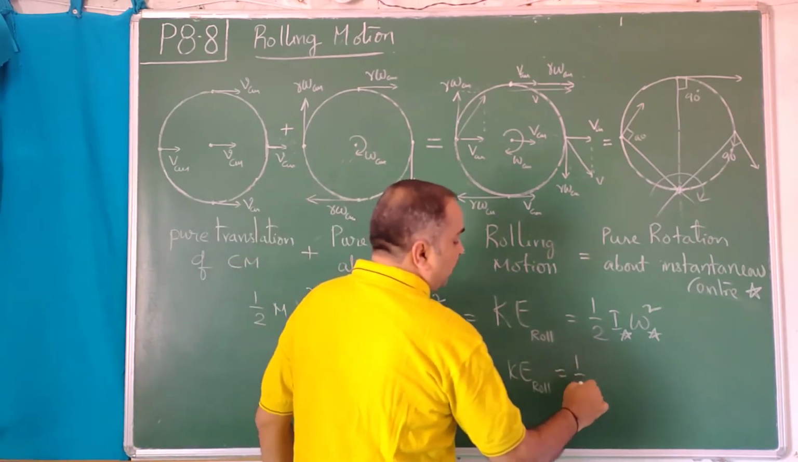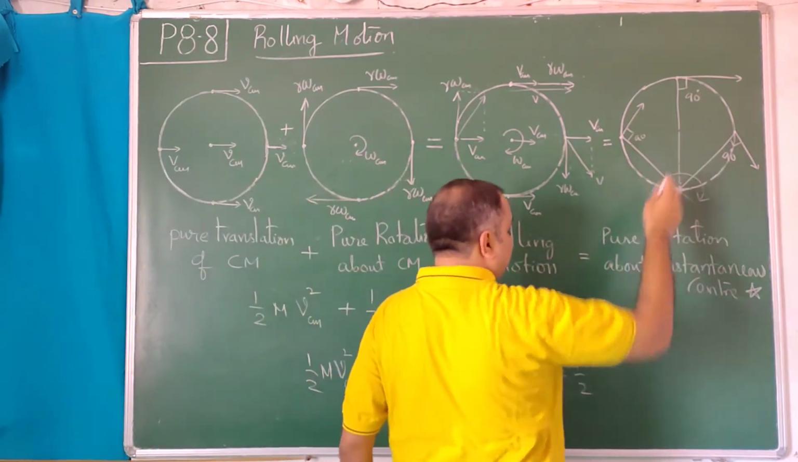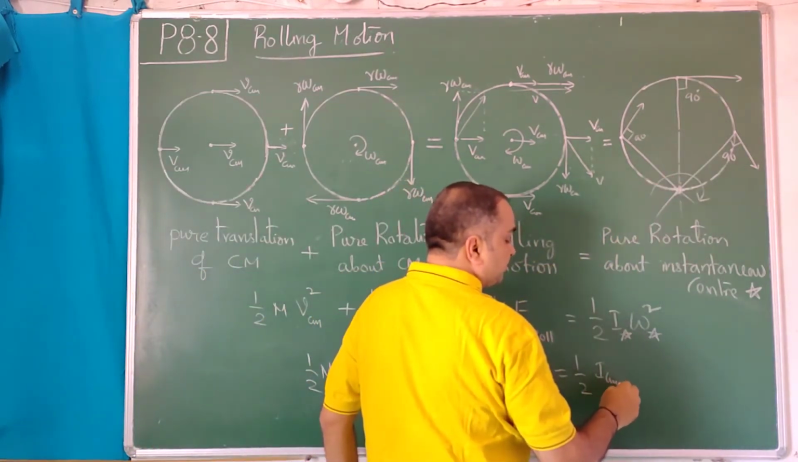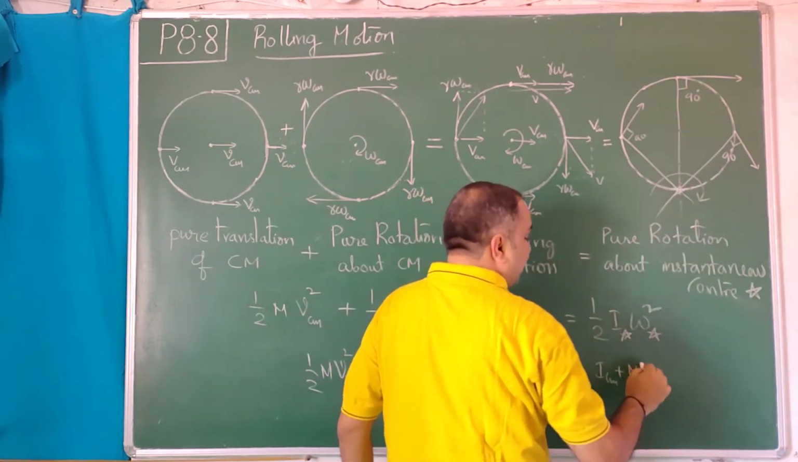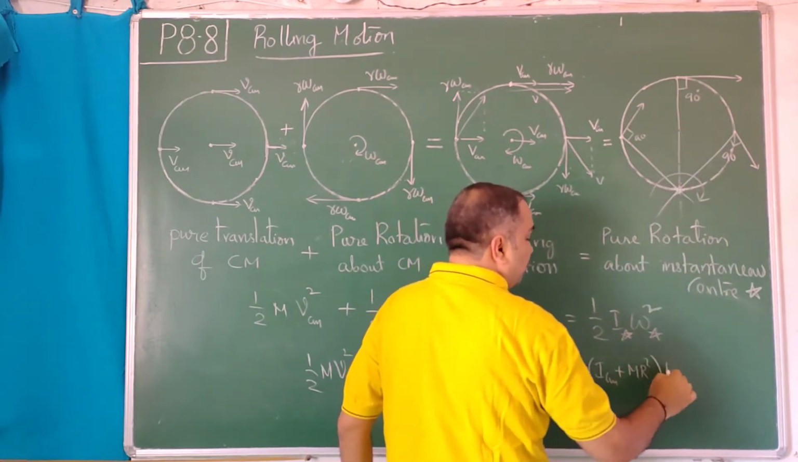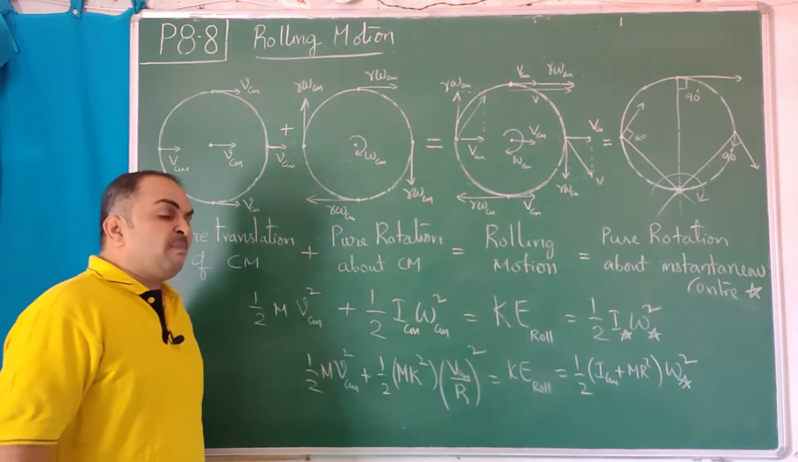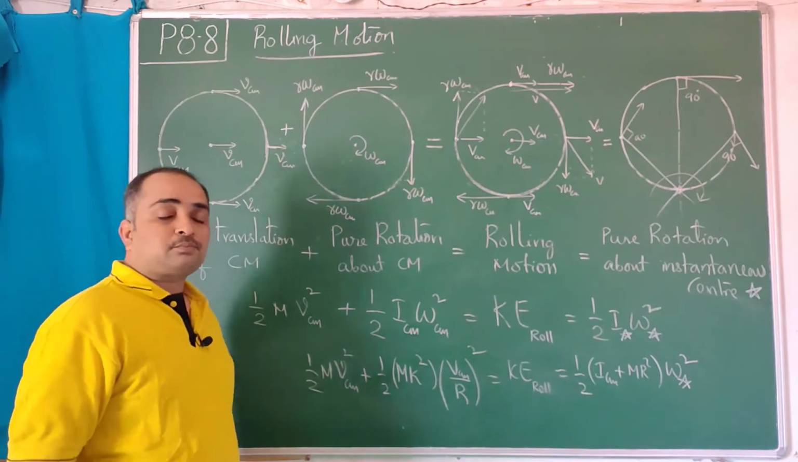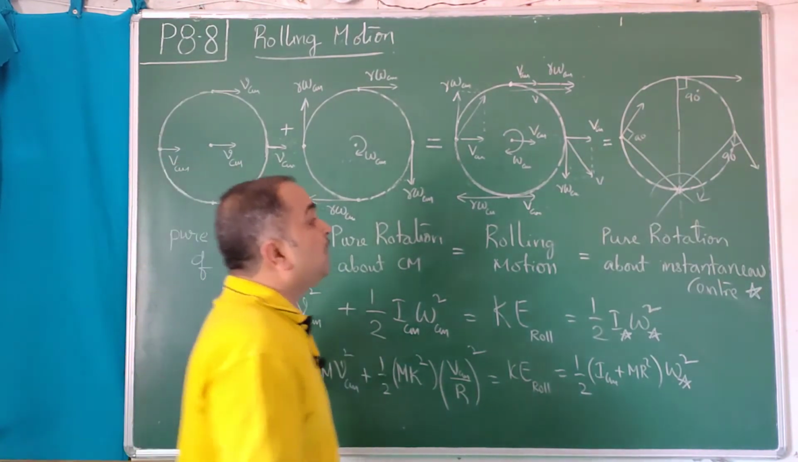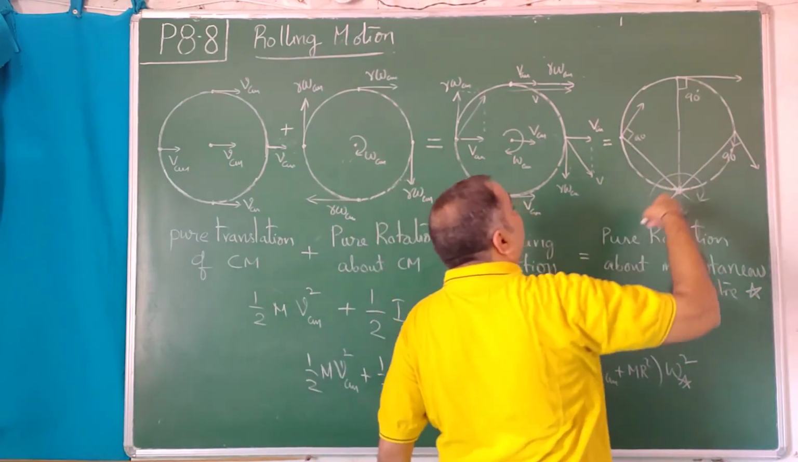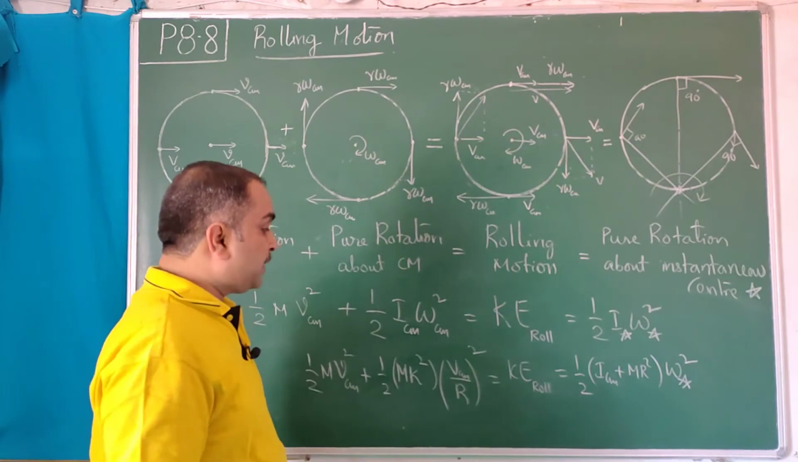This is equal to half. Moment of inertia about the star axis is equal to moment of inertia about the center of mass plus mass of the whole body, the distance between these two being R, so plus mR square, into omega about the star axis whole square. Where star is the instantaneous center. What is the instantaneous center? When you drop perpendiculars from any two velocities, they will meet at a point. That point is the instantaneous center.